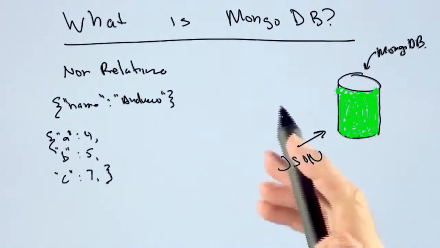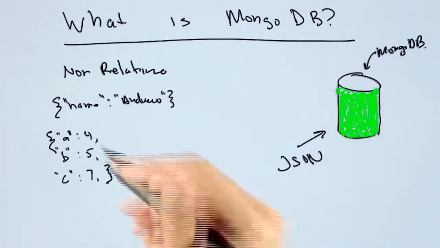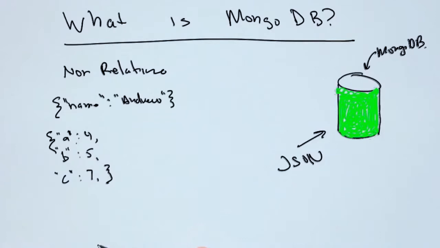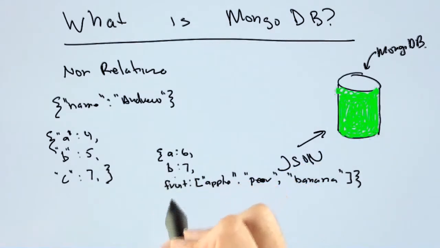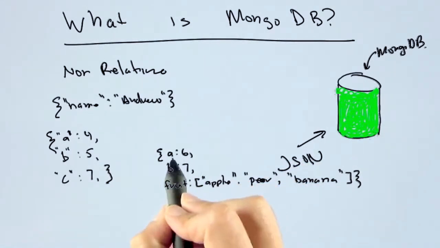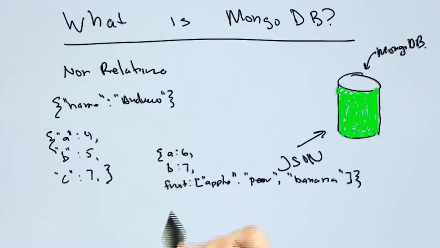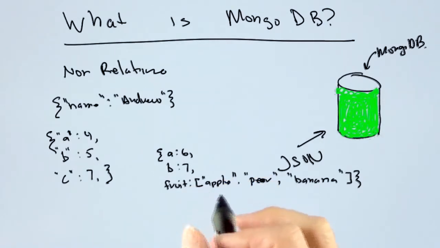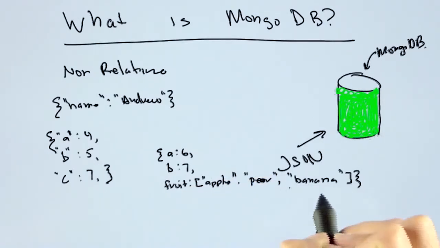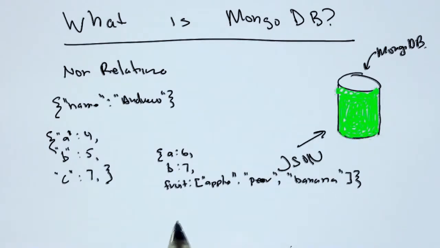But what makes it non-relational, because you could sort of see this similar to a table, is that they can have some hierarchy. So let me show you a JSON document with some hierarchy in it. Okay, so this is a JSON document with some hierarchy in it. It has a key A, value 6, key B, value 7, and then a key called fruit, which is an array that contains the items apple, pear, and banana. And that's new. Could never do that in a relational table.